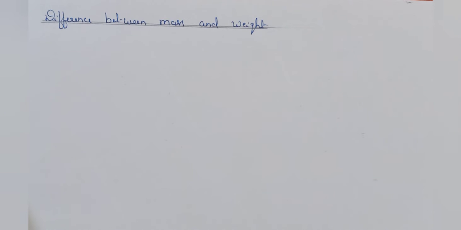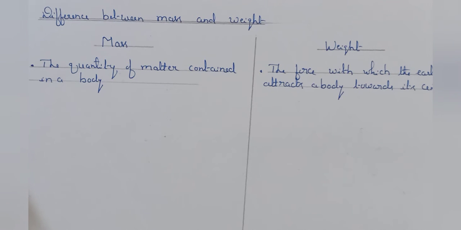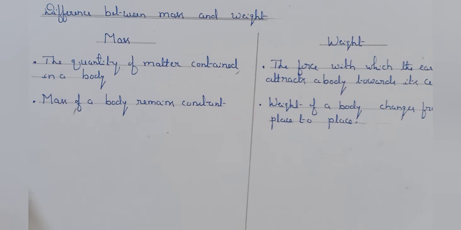Now, let us know the difference between the mass and weight. The mass is nothing but the quantity of matter contained in a body, but the weight is the force with which the earth attracts a body towards its center. Next, the mass of a body remains constant, but the weight of a body changes from place to place. Next, mass of a body is never zero, but weight of a body at the center of the earth is 0.